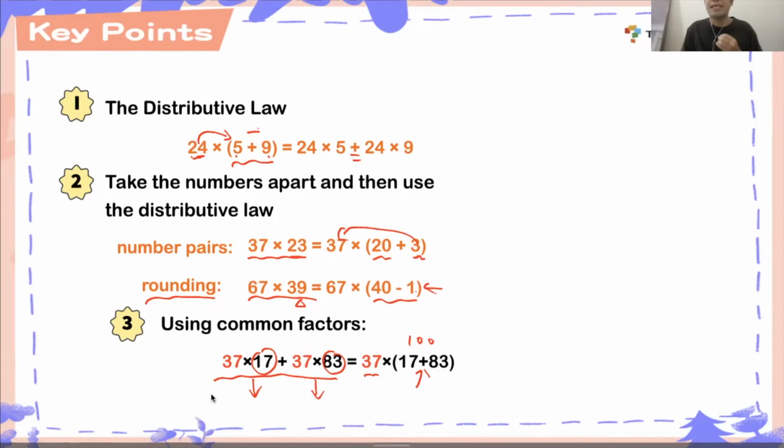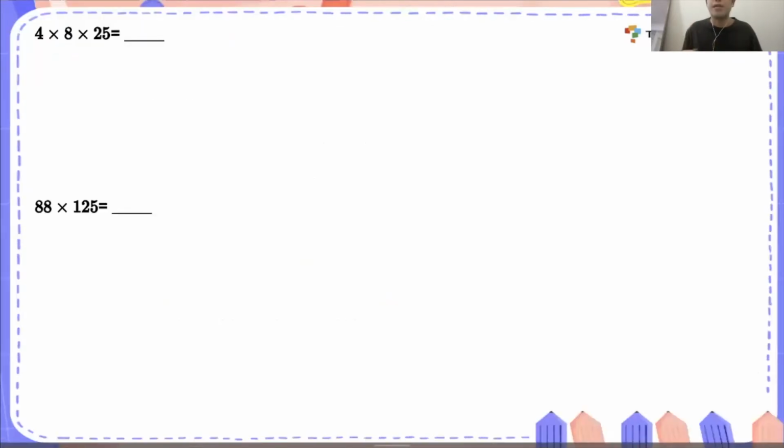And we will use these skills to do these questions. Okay, so you can just work on this question with me together, and you can quickly type your answer in the chat box. Okay, so for the first question, 4 times 8 times 25. Okay, great, great. So when we meet 25, that means we should find 4, right? So we just use 25 times 4 first, and then we times another 8. So that is 800.